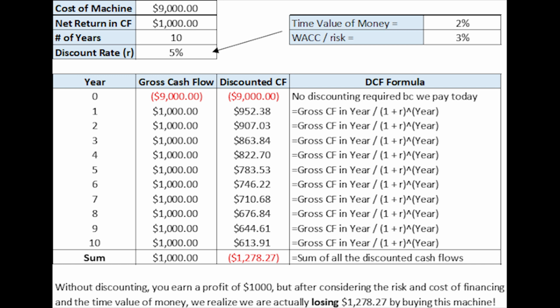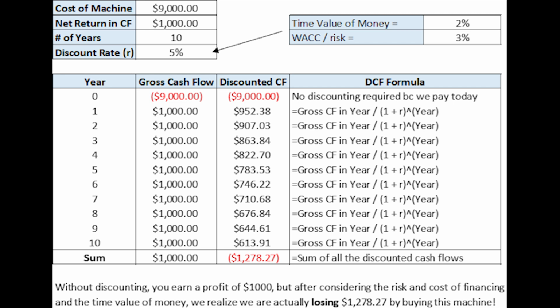How did we get the 5%? First, because our free cash flow is fixed at $1,000 per year, we must factor in an inflation rate. The average rate of inflation in Canada and the US is usually around 2% per year. Second, I assumed I would need to finance the purchase of this machine with debt, which would cost me 3% per year in interest. In total, this results in a 5% discount rate. After discounting these cash flows, it shows us that we are actually losing money by buying this machine.